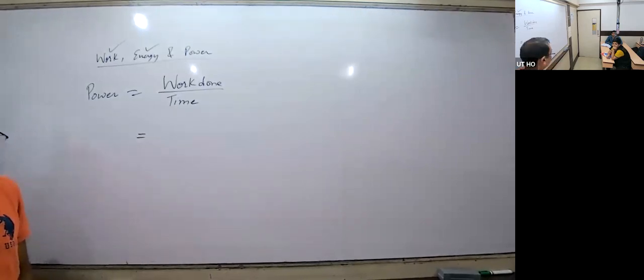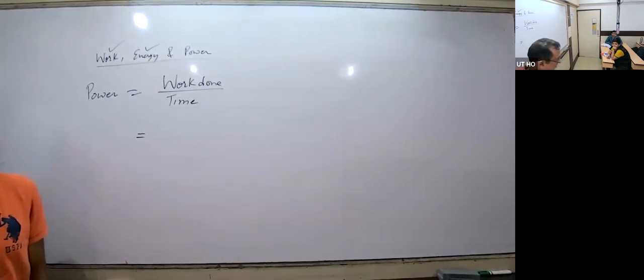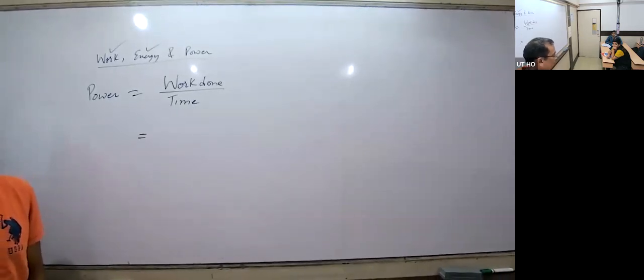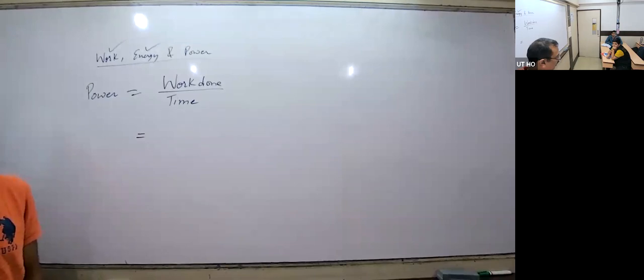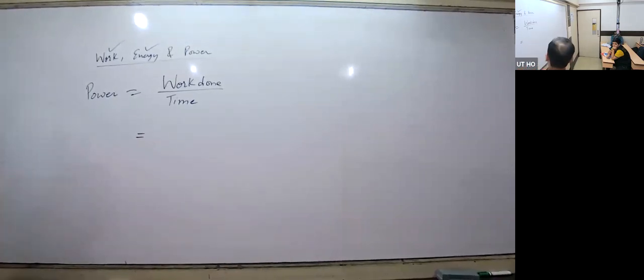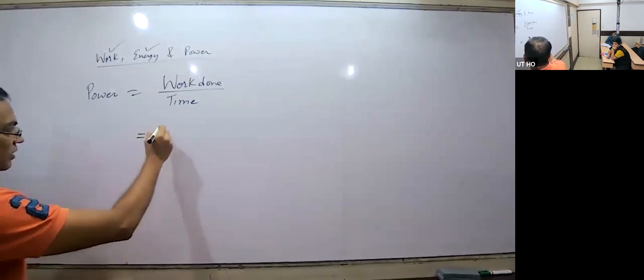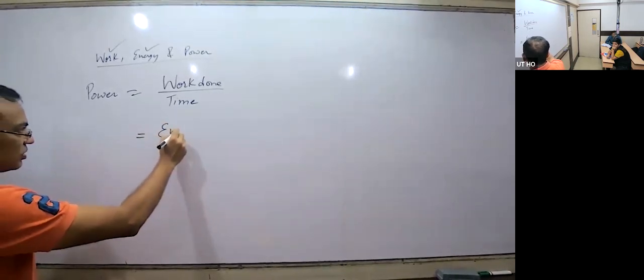Okay? So, who does work? Humans and machines. Both are doing work. So, who is powerful? The one who is capable or able to do more work in less time. Is it understood? Okay. The other way to look at it is the energy consumed.